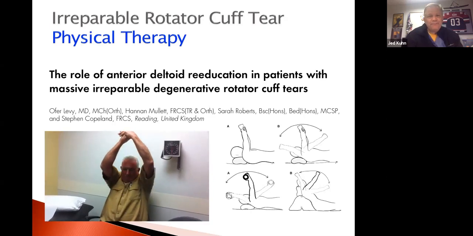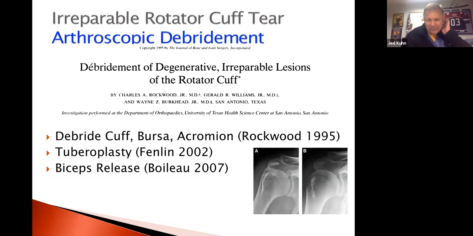Next slide. You can do an arthroscopic debridement described by Charlie Rockwood many years ago with Jerry Williams, Buzz Burkhead, and an all-star cast. That includes debriding all the loose edges, getting rid of that bursitis. Fenlon described a tuberoplasty. The natural history of rotator cuff disease with massive tears is that the tuberosity goes away with time and turns smooth and round. And of course, with massive tears, you can do a biceps release or tenodesis as part of the debridement.